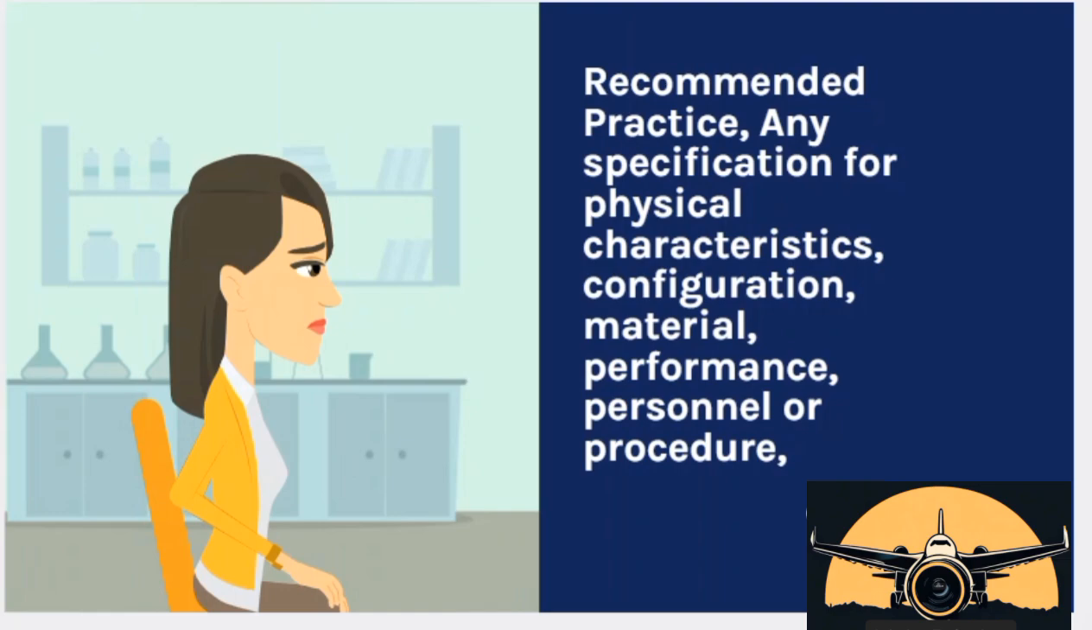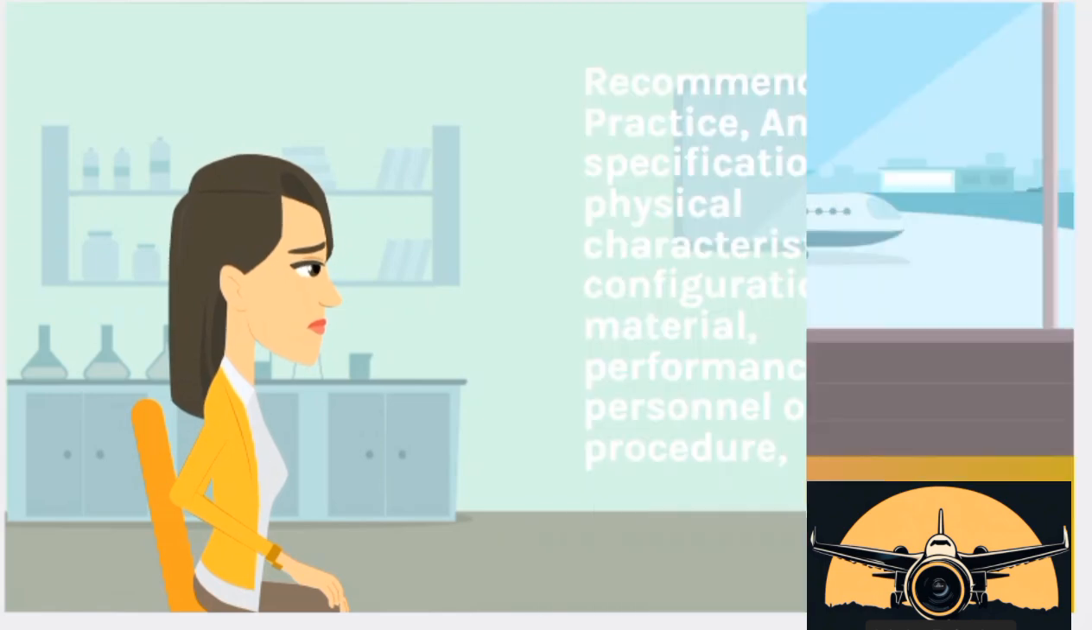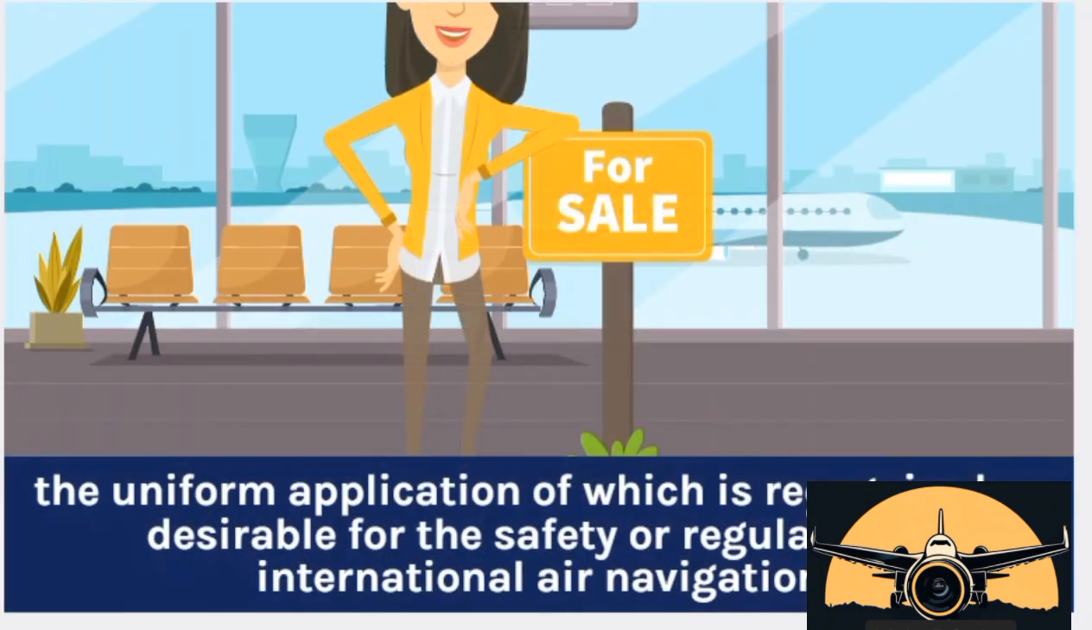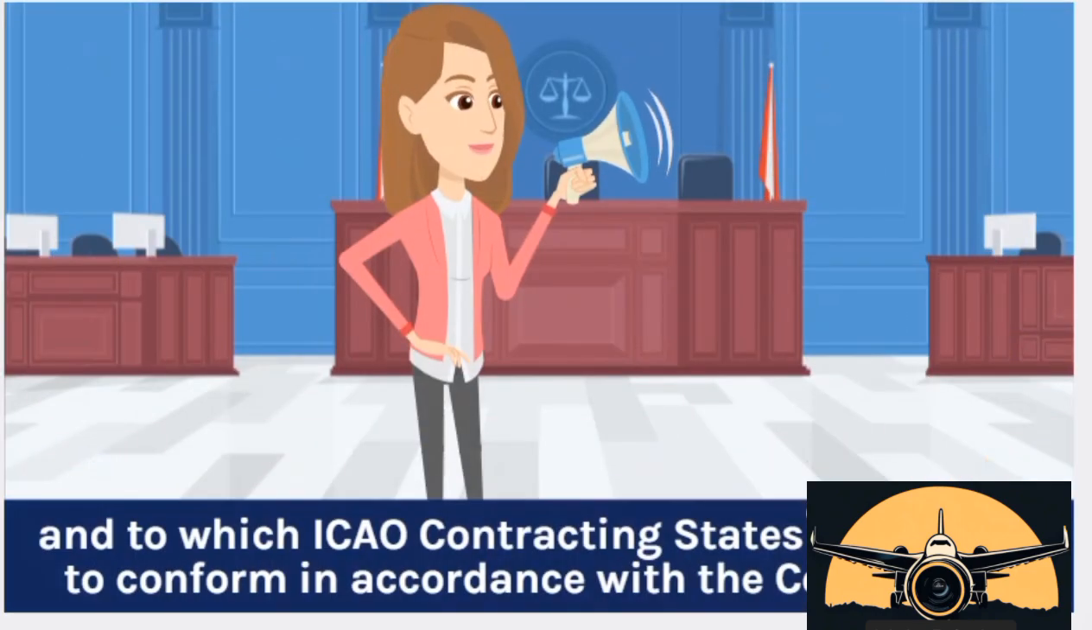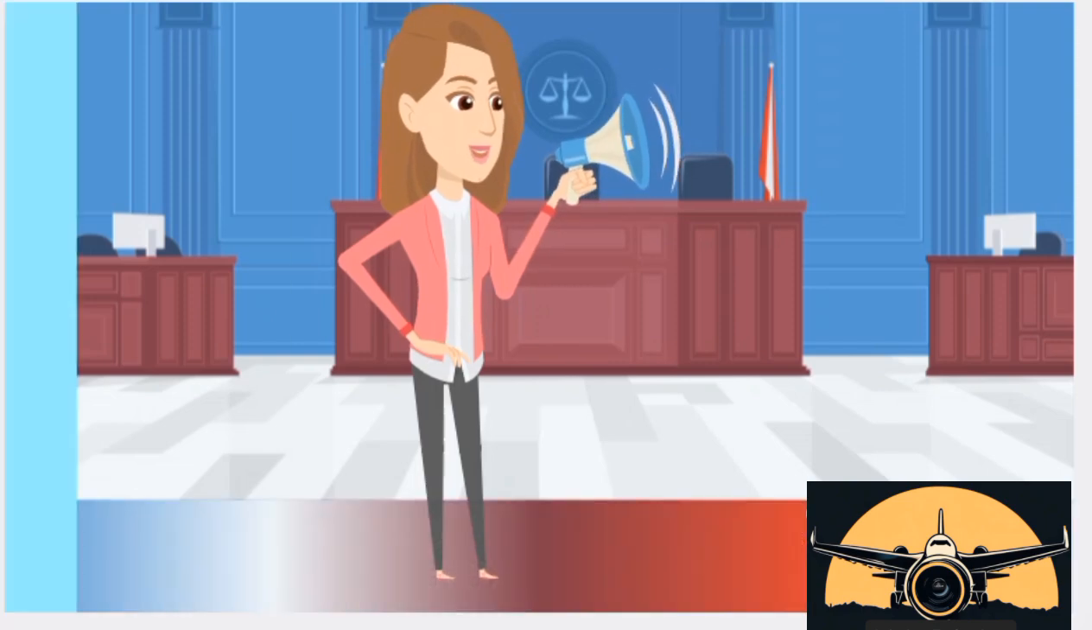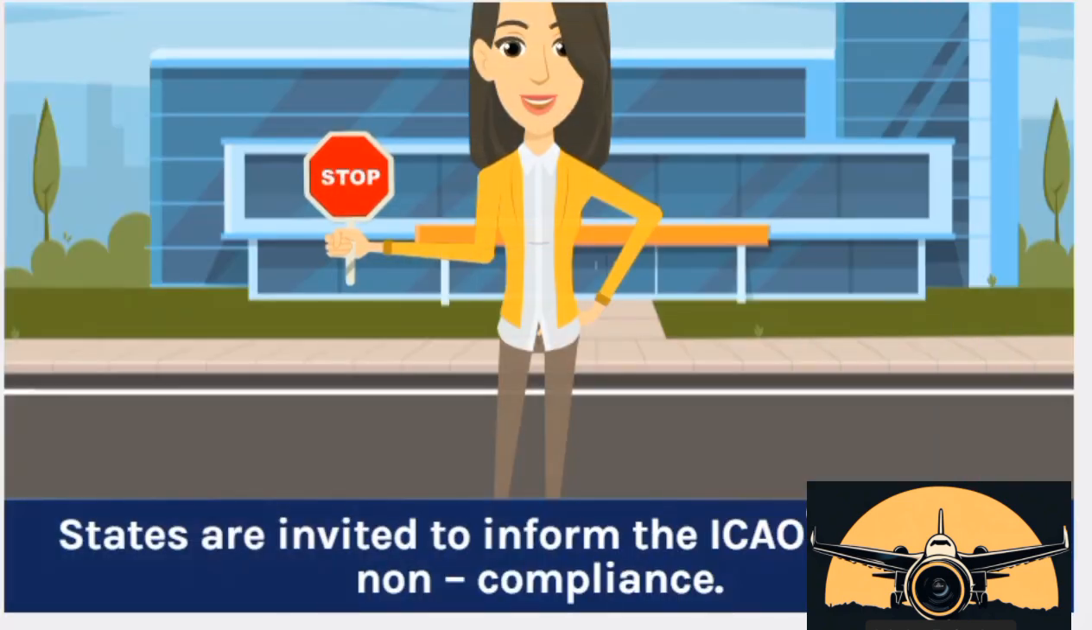Recommended practice: any specification for physical characteristics, configuration, material, performance, personnel or procedure, the uniform application of which is recognized as desirable for the safety or regularity of international air navigation, and to which ICAO contracting states will endeavor to conform in accordance with the Convention. States are invited to inform the ICAO Council of non-compliance.